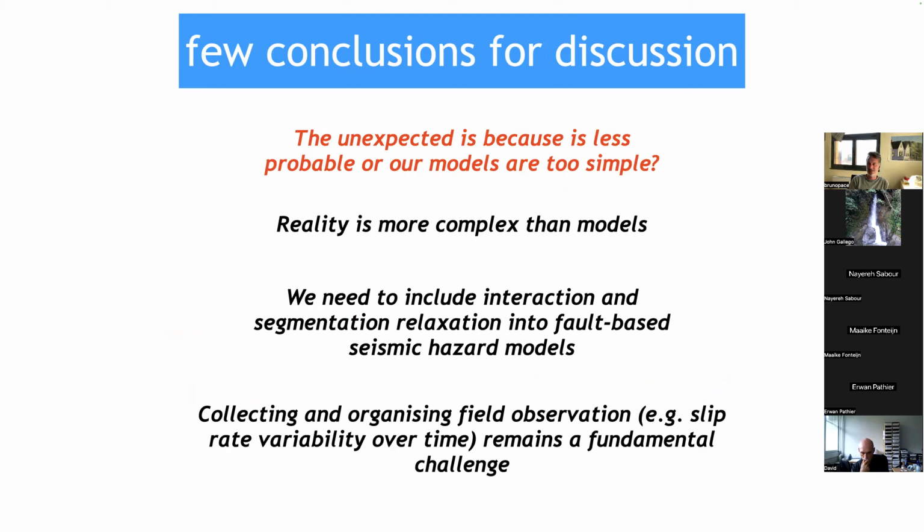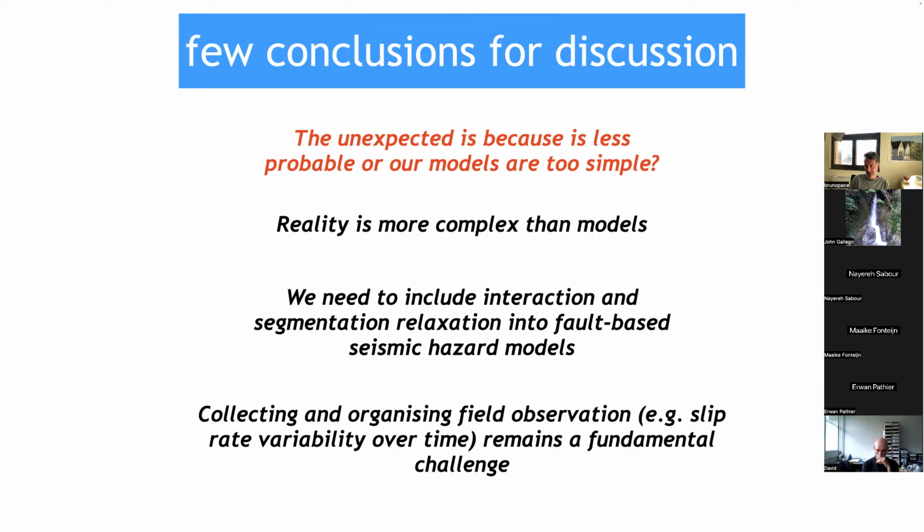My question is: is the unexpected because it's less probable, or because our models are too simple? And if they are too simple, we have to understand how to improve our models. Remember, we started from simple ideas on how to build a seismic hazard model because we have to remember where we have to live. So we must not enlarge the complexity too much, because then we are enlarging our uncertainties, and we are not able to manage the uncertainties in a correct way.